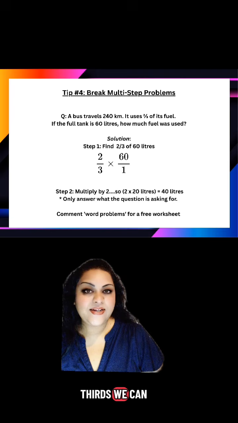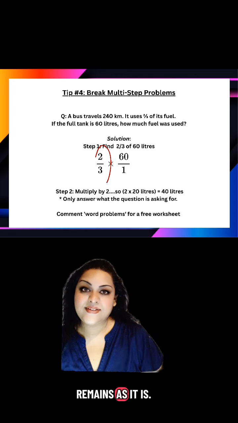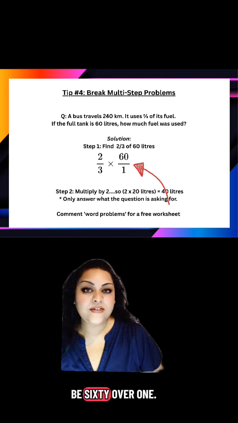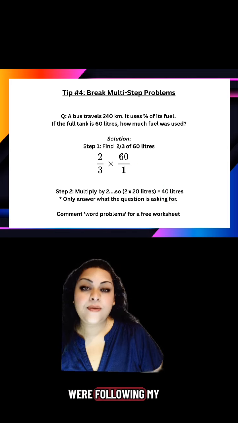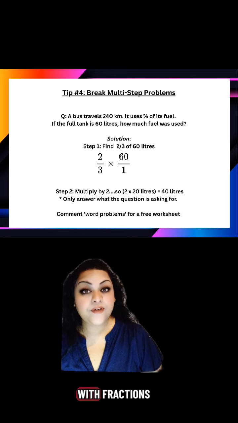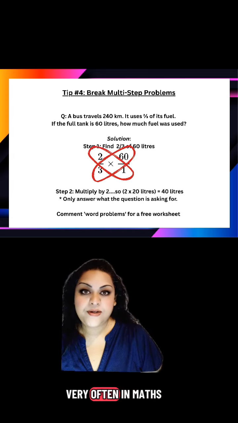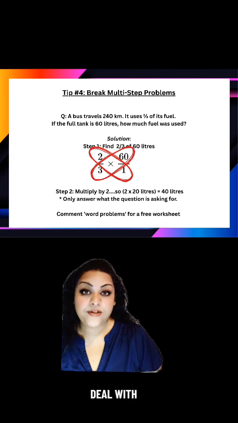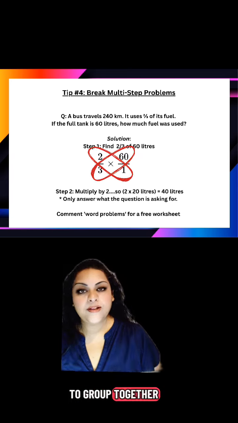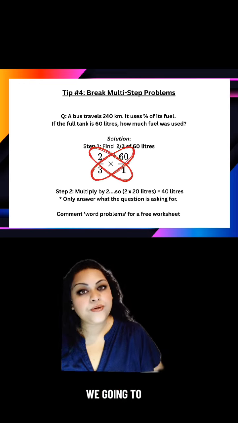From the two-thirds, we can see that it is a fraction that we are dealing with. 2 over 3 remains as it is. We need to show the 60 liters as a fraction. That would be 60 over 1. Now, if you were following my videos, I did a series on the top 5 tips on dealing with fractions, and tip number 3 was the butterfly method. I use this very often in maths. It makes things very easy to deal with. So from the butterfly method, as you can see here, we are going to group together opposing sides, numerators and denominators. So let us look at how we're going to do this.